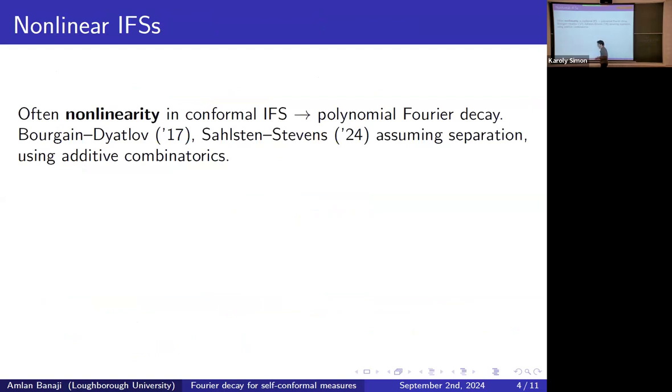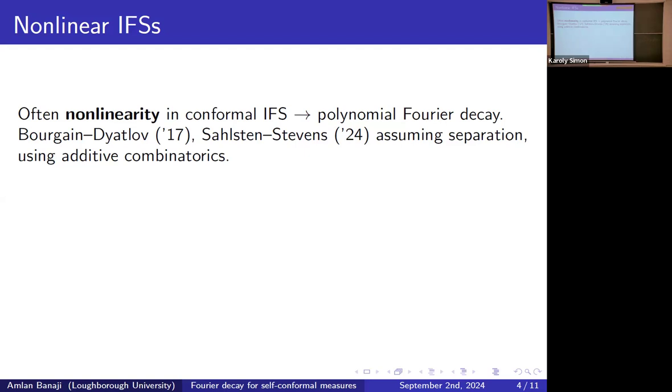Okay, so I'm going to bypass all of this difficulty to do with the algebraic and number theoretic properties of the contraction ratios by working with self-conformal measures which are not actually self-similar. So we're going to assume that we have some kind of nonlinearity in the IFS generating them. And a general principle that has been seen in several different settings is that if you have nonlinearity in a conformal IFS, then very often you should expect that that nonlinearity will result in the stationary measures having polynomial Fourier decay. So just a couple of examples of works that have proved results along these lines.